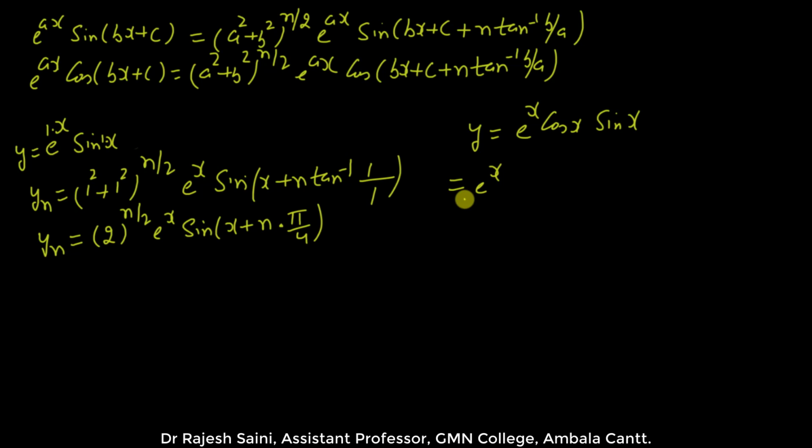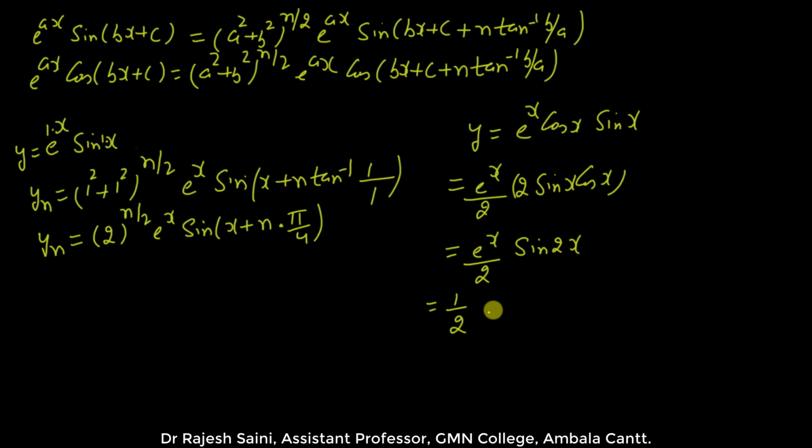Can we write cos x sin x as something like 2 sin x cos x? Yes, we can write it like that. It is nothing but sin 2x. So the function will be e raised to the power x sin 2x.